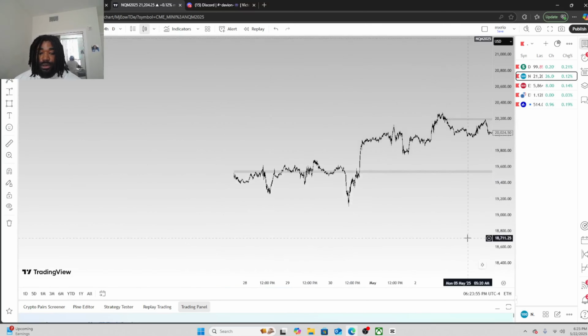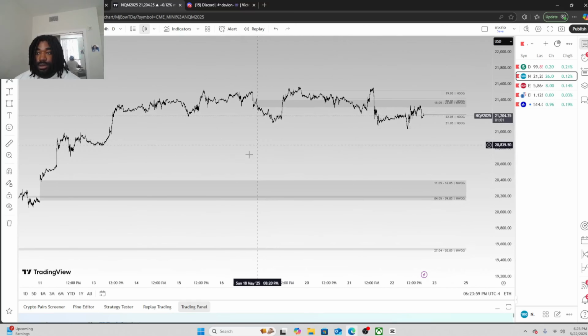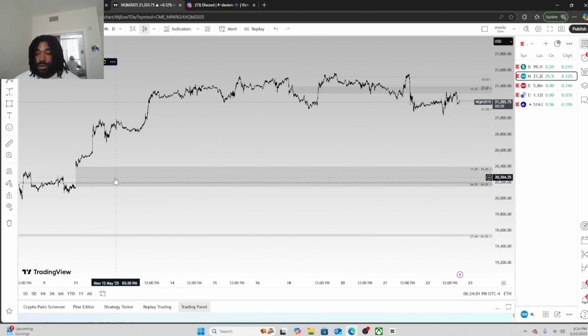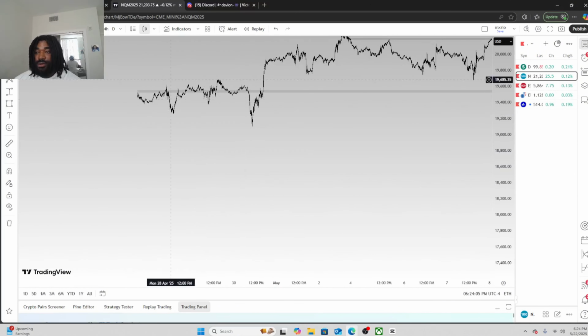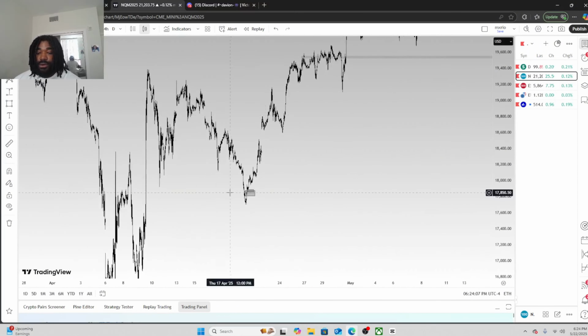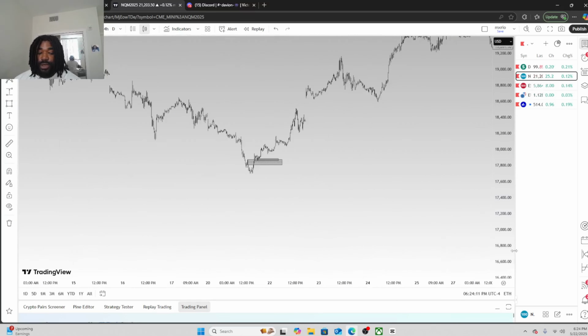Now, let me see. Hold on. Let's see. This one here. Dang, where did my drawing go? That's why I hate using TradingView. Okay, so mind you, we can zoom in.